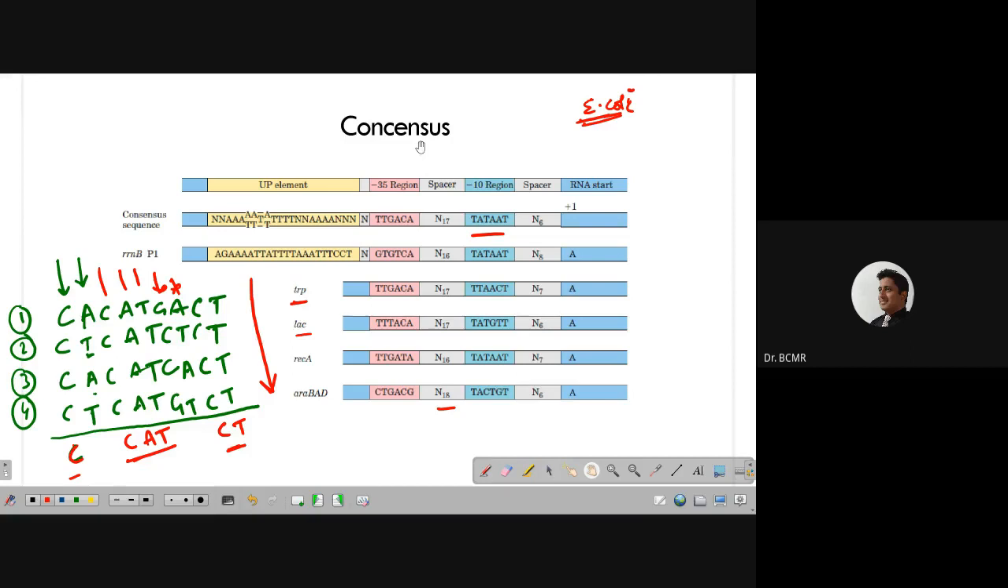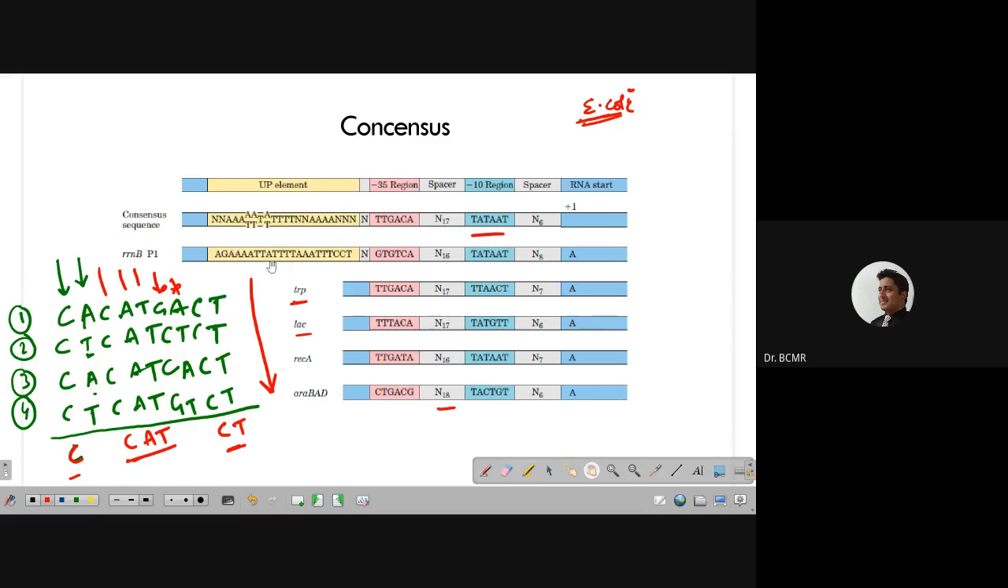That means they are conserved in several promoters. So +1 is the first base added, and it is usually the A. In the +1 place, you usually have adenine. Then about 6 bases spacing, you have -10. The sequence is TATAAT. Then there is a spacer of about 17 bases. Then we have a sequence called TTGACA. And there are up elements.